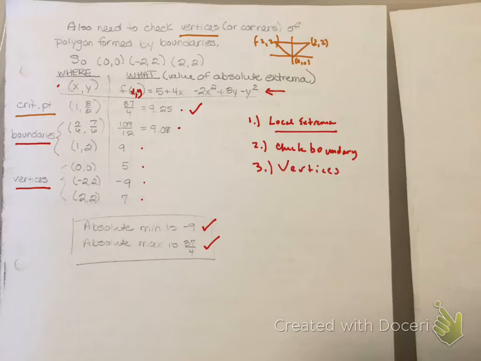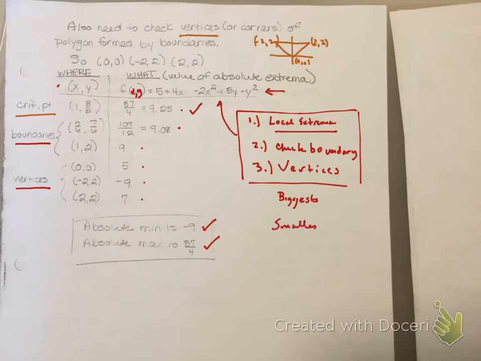And after you've checked your vertices, you take those 3 things and you plug them into the function and figure out what is the biggest and what is the smallest. And that is your absolute max, and that's your absolute min. And so that's the process you're going to follow as you go through this. So this is just like finding local extrema. You have to do local extrema as well, but along the boundary. And then the vertices you find just by the graph or finding intersection points.